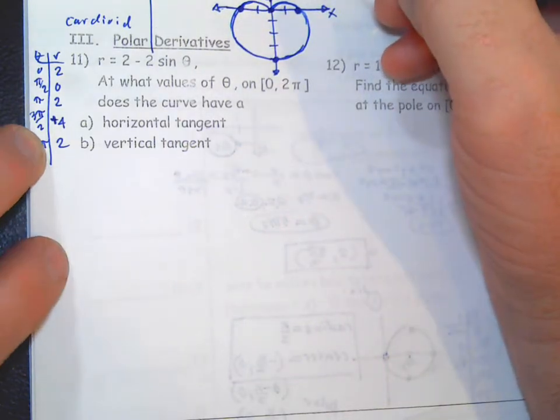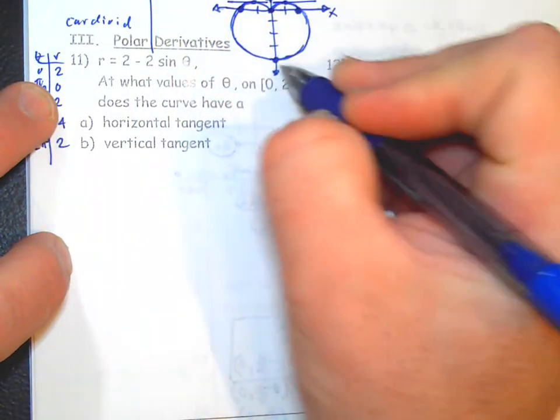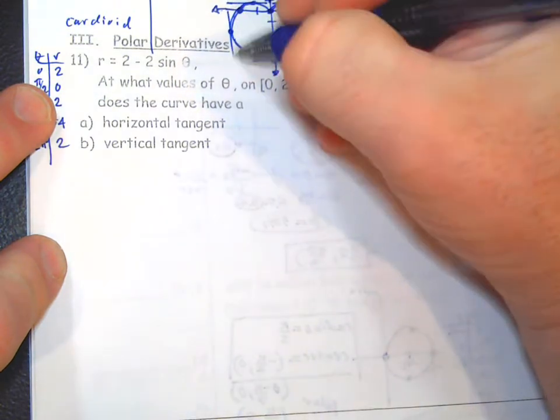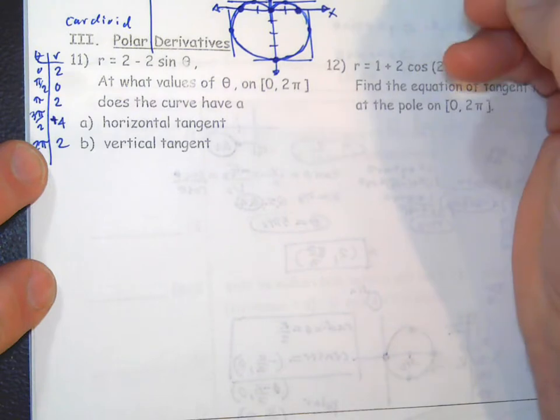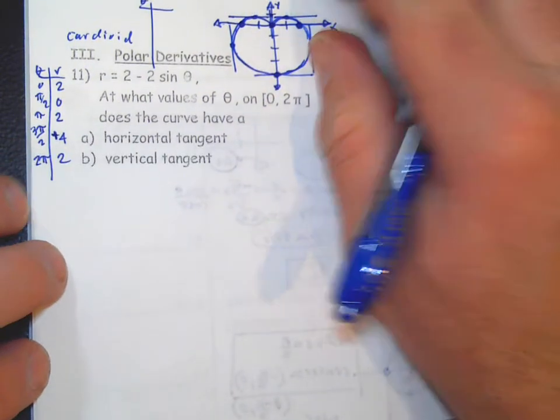And we're going to look for horizontal and vertical. So we should get a horizontal somewhere around here, horizontal somewhere around here, horizontal around here, vertical around here, vertical here, and vertical here. Now this cusp is probably going to come up as a horizontal in our work. So now we know what to expect.